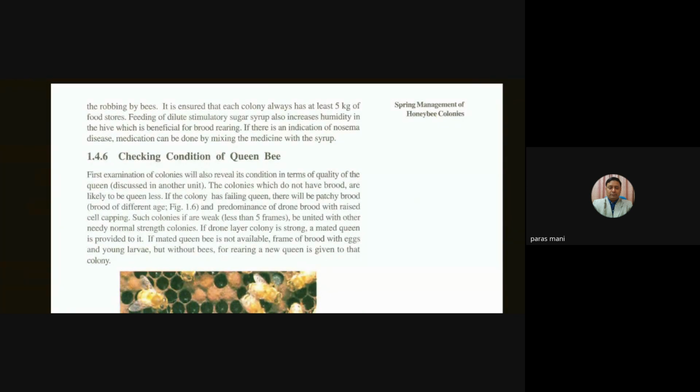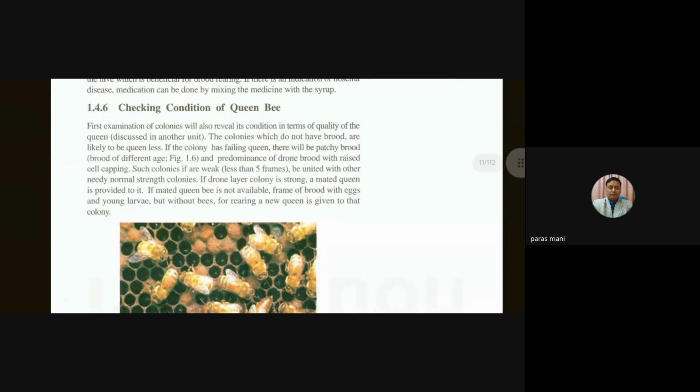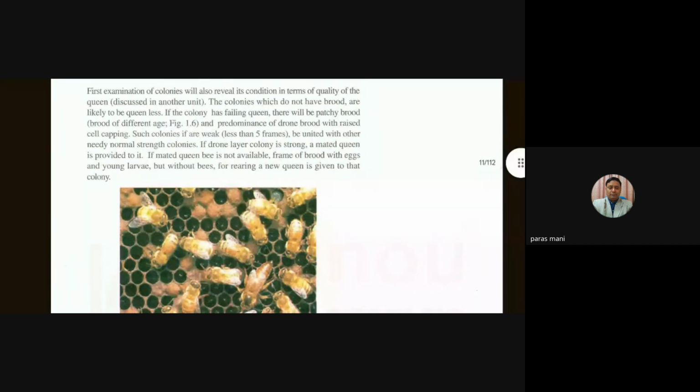Okay. Then checking the condition of the queen. Examination of the colonies will also reveal its condition in terms of quality of the queen. The colonies which do not have brood are likely to be queenless. If there is no brood, you have to check for the queen. If there are no queens, you have to unite with other colonies. Or, if the colony strength is good, you can introduce a new queen to the colony.